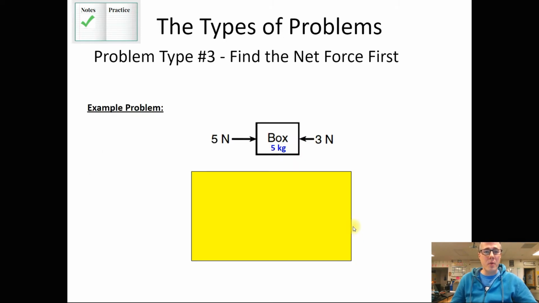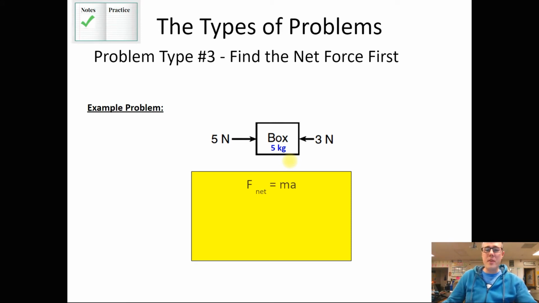So here's the third type of question. This is one where we need to find the net force first. It's not just one number. We have to find the pieces put together. So here's the situation. We've got this box that has a mass of 5 kilograms, and it's got a force of 5 newtons on one side and a force of 3 newtons on the other side. And our job is to figure out how much this thing is going to accelerate.